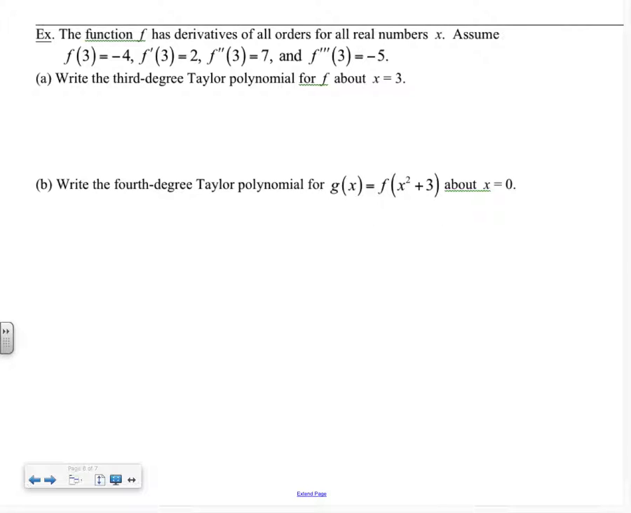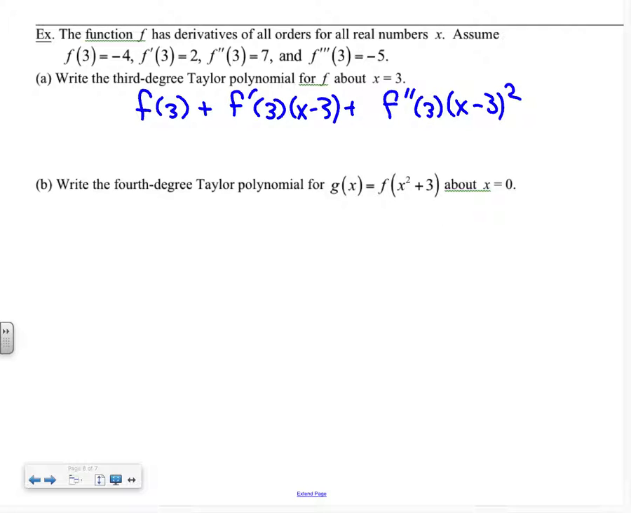Okay, write the third degree Taylor polynomial about 3. So you see that I'm just using the definition here? Third degree means I go to x cubed, right? So it's f of 3 plus f prime of 3 times x minus 3 plus f double prime of 3 times x minus 3 squared over 2 factorial. How many do I want? 3. So f triple prime of 3 times x minus 3 cubed over 3 factorial. I'm just going to plug stuff in.